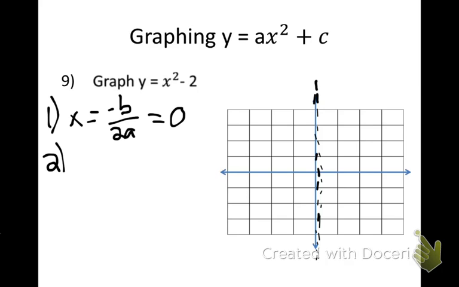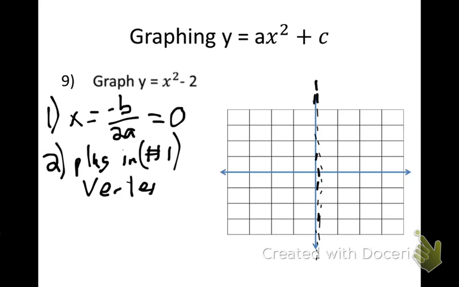Number 2, I need to plug that in. So I plug in my number 1 answer. Which means my vertex is now located at, where's my vertex located at, Nick? When you plug 0 in, what do you get out for y? So my vertex is 0, negative 2. I plot 0, negative 2. That's my vertex.